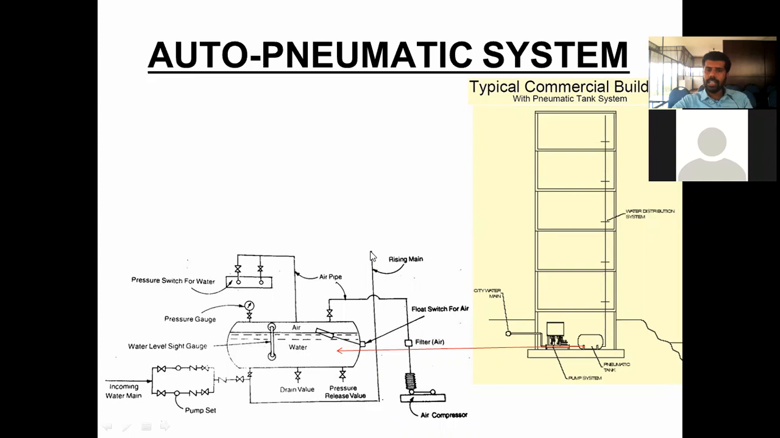So what happens is that when this is being supplied to different fittings, if you open one fitting or one tap, the pressure reduces. When the pressure reduces, that has to be compensated by this tank.